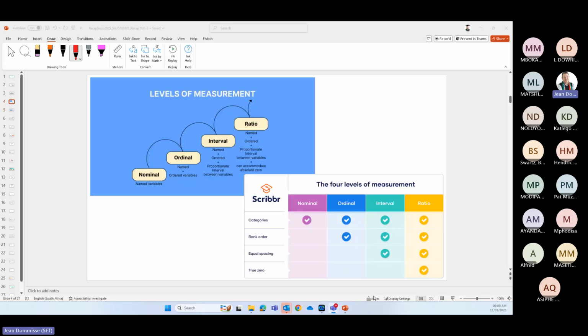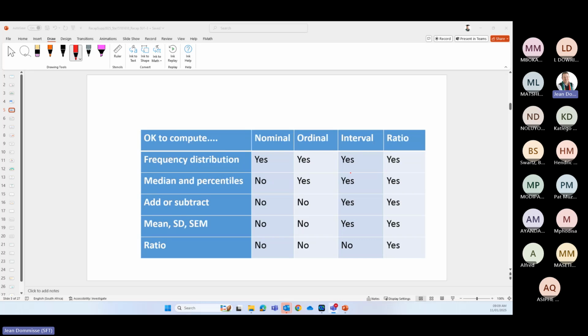The next one is interval. So you've got categories, you've got rank, you've got equal spacing, because something interval is 1, 2, 3, or 1, 5, whatever. So you can do a frequency, you can do medians, you can do a lot of the other things. The only thing that you can't do with interval is a ratio.